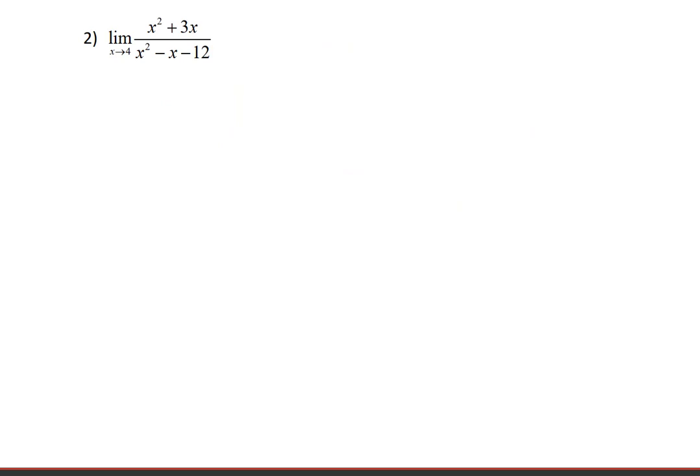This one reads, we want the limit as x approaches 4 of a rational function where the numerator is x squared plus 3x and the denominator is x squared minus x minus 12. Okay, so we go to the top of the list every time. Let's try direct substitution and see if that will be as easy as our first example here. We're going to try plugging in 4 for all these x's.